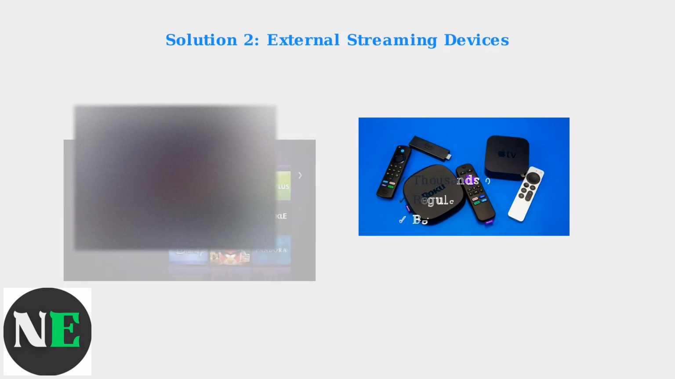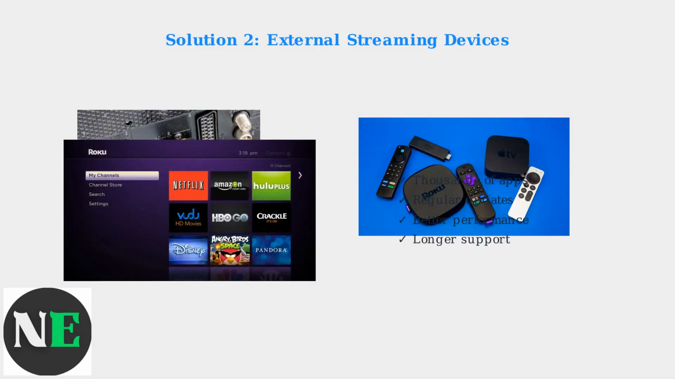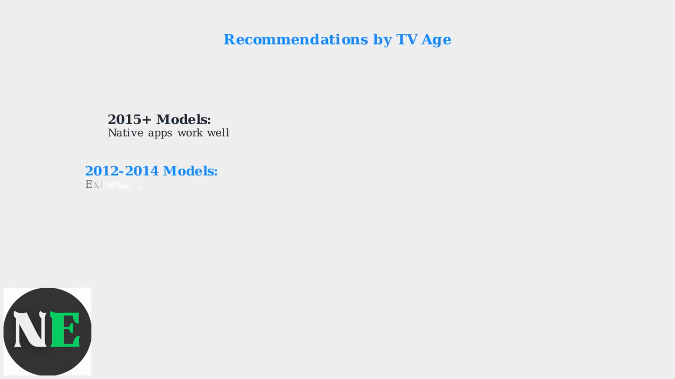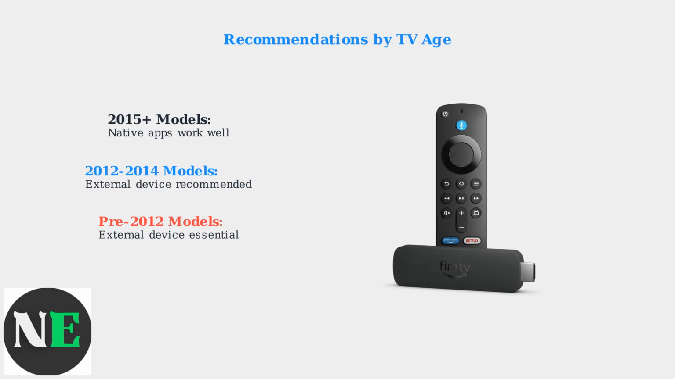These external devices offer significant advantages. They provide access to thousands of apps, receive regular updates for years, and offer better performance than aging built-in TV software. For Samsung TVs from 2012 to 2014, external streaming devices are highly recommended. For models older than 2012, these devices are almost essential since native app support is severely limited or completely discontinued.